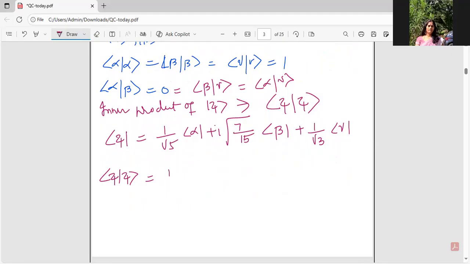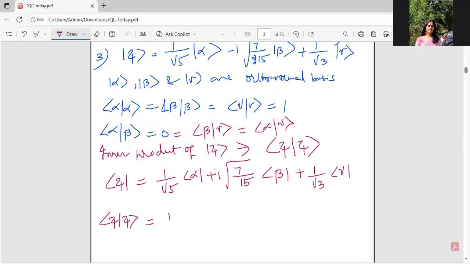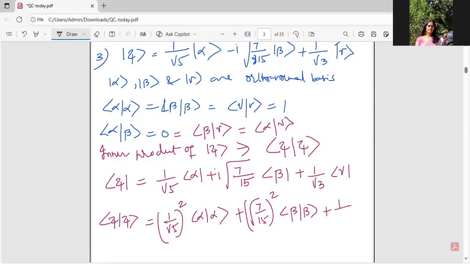Just see here, guys. I can clearly see, please see here. Again, what happens here is (1 by root 5) whole squared is what I'll get, and also what I'll be getting is alpha inner product. Next, i into i is minus 1, plus into minus is minus, hence it becomes plus, (root 7 by 15) whole squared is what I will get, inner product of beta, plus (1 by root 3) whole squared.